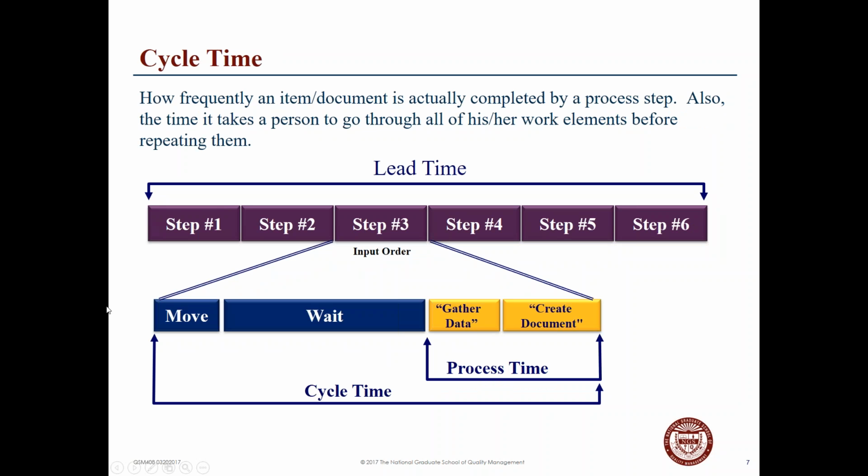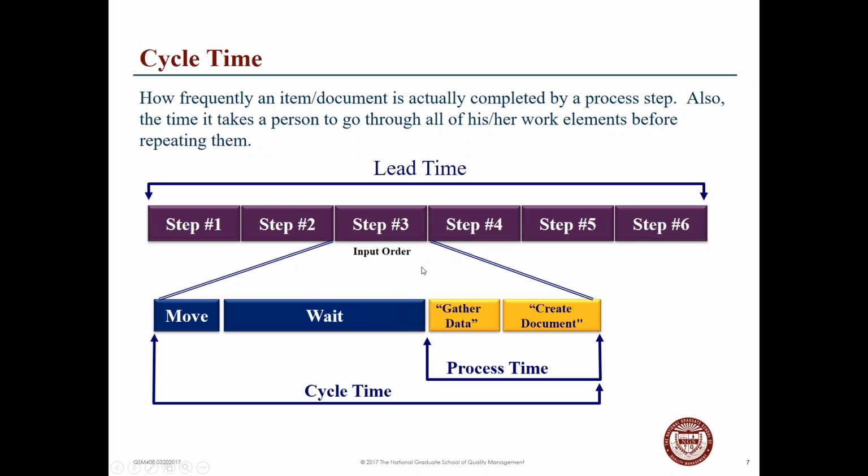Cycle time is how frequently an item or document is actually completed by the process steps. Also, the time it takes a person to go through all of his or her work elements before repeating them. So a cycle time is the entire amount of time that step takes. In this case, it includes the wait time and the moving of the product around the facility. So it's everything you do in a process from beginning to end. And when you start repeating yourself, then you're at the beginning of the queue again, and the process starts all over again.